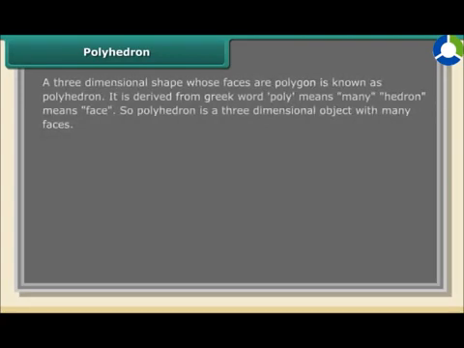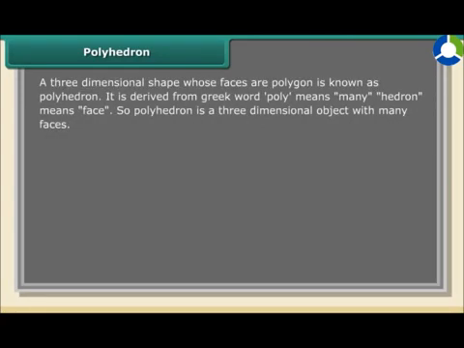Polyhedron. A 3-dimensional shape whose faces are polygons is known as a polyhedron. It is derived from the Greek words poly meaning many, and hedron meaning face. So a polyhedron is a 3-dimensional object with many faces.